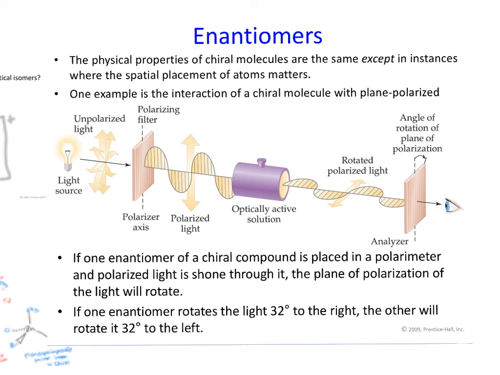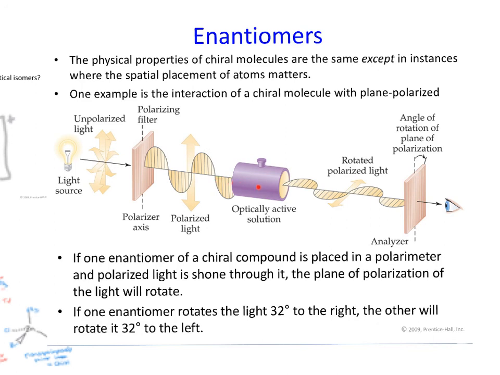The last slide for this topic, looking at some more definitions. So enantiomers, remember, these are the same as optical isomers, those are synonyms. The physical properties of chiral molecules are the same except in the instances where the spatial placement of the atoms matters. One good example is the interaction of a chiral molecule, which means it has an optical isomer or an enantiomer, with plane polarized light. So we have a white light source, so no polarization, going through a polarizing filter. So we get polarized light traveling in only one direction.